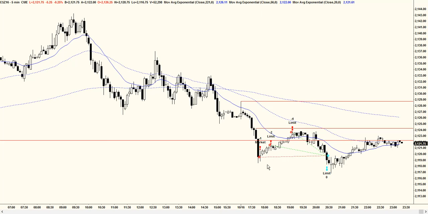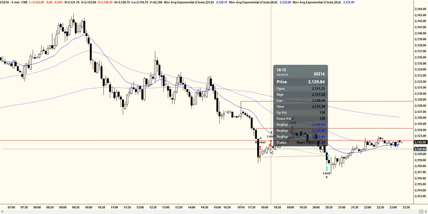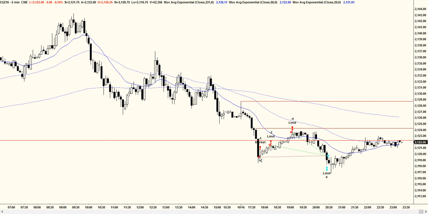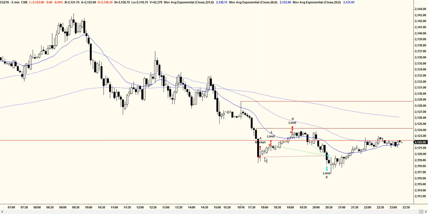Then I sold another contract 2 points higher at 21.5. So here's 19.5, here's 21.5. So 2 points higher. Again, stop up here. And when I did that, my original premise was to get out at break even on this close.